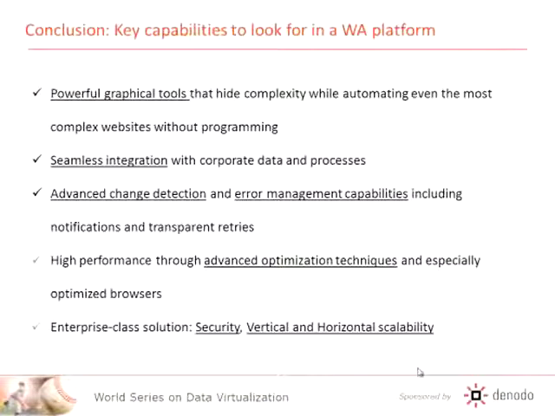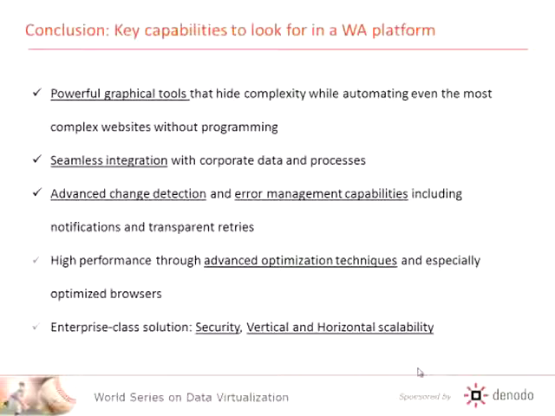In conclusion, what should you look for in any web automation platform? First, the tool should have powerful graphical tools that automate processes even with the most complex of websites without programming. This becomes important with maintenance over time. Next, seamless integration with corporate data and processes.